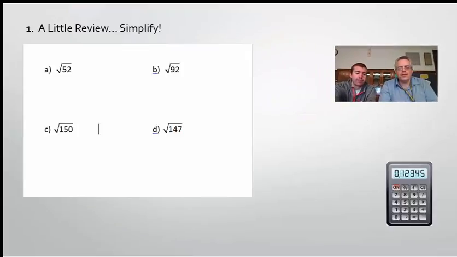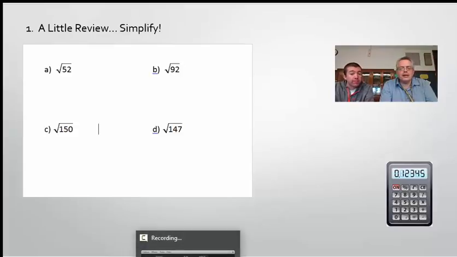This is video 48. We're going to talk more about simplification. Yesterday we were doing problems like this. I'll give Mr. Lewis the pen here. And what we did is we broke the square roots up into a product of a perfect square and whatever's left. So up top, let's write the perfect squares.